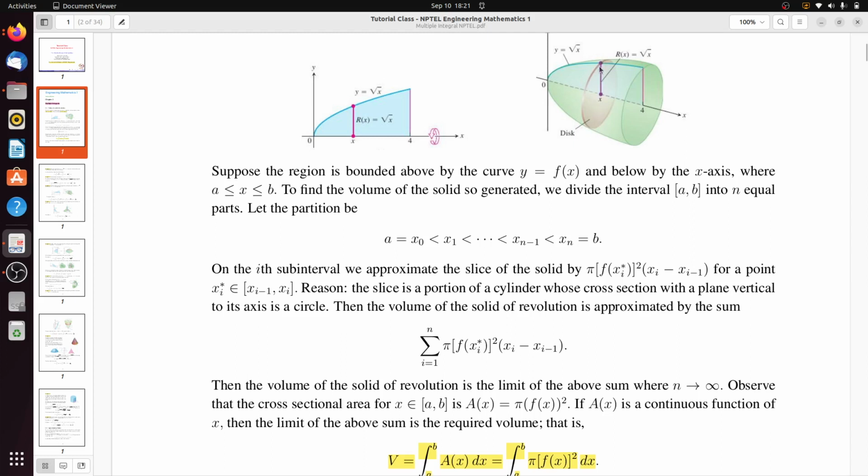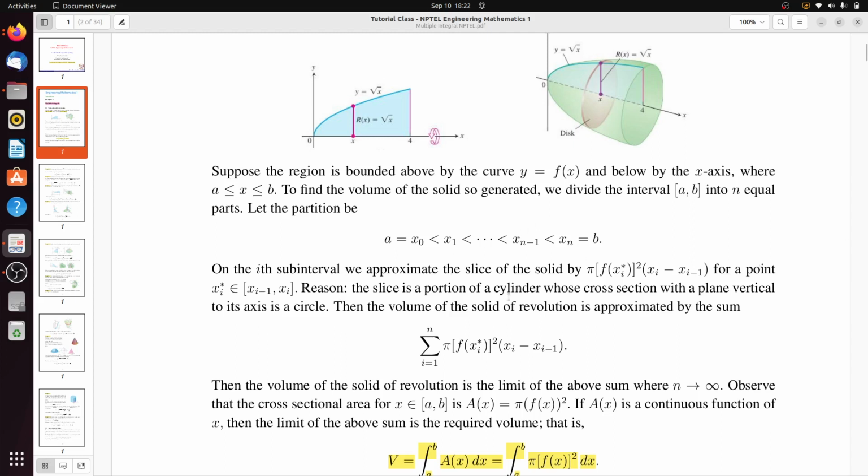So it will eventually end up giving you the volume as pi r square h. Now see, what will be your radius here? The radius will be r(x) equal to square root, r(x) equal to f(xi star) for any point that lies in between this, right? So why is it like that?